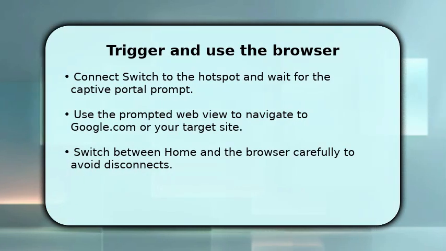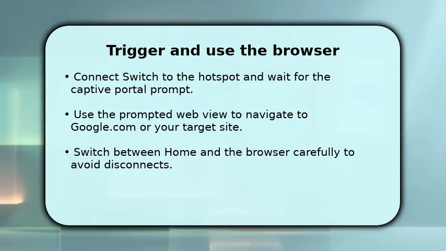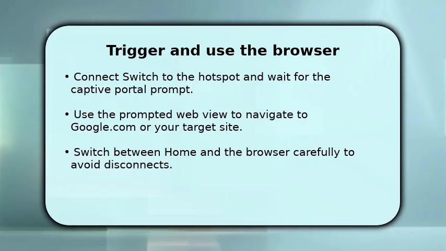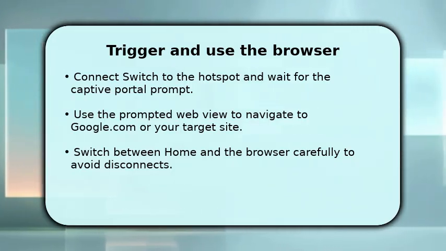After joining the hotspot, the switch should display a captive portal page or a browser view. If it doesn't, open any game with online features and try connecting again to force the redirect. Once the browser is visible, tap the address bar and enter Google.com to use search, Gmail, or web apps.